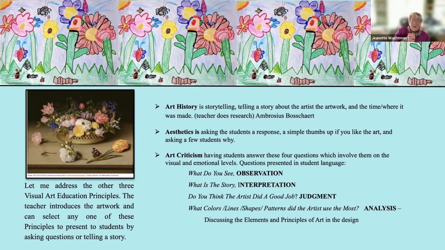And our last principle to talk about is art criticism. It's essentially these 4 questions, which is a Feldman approach. It's called the Feldman method. In kids' language, it's what do you see? What's the story? Do you think the artist did a good job? And what colors, lines, or shapes did the artist use the most? In other words, we're talking about interpretation, judgment, analysis.